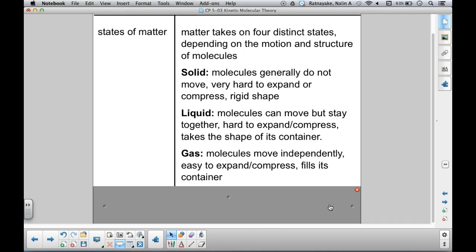Next, we have a gas. Molecules are now moving independently. They're no longer stuck to each other.